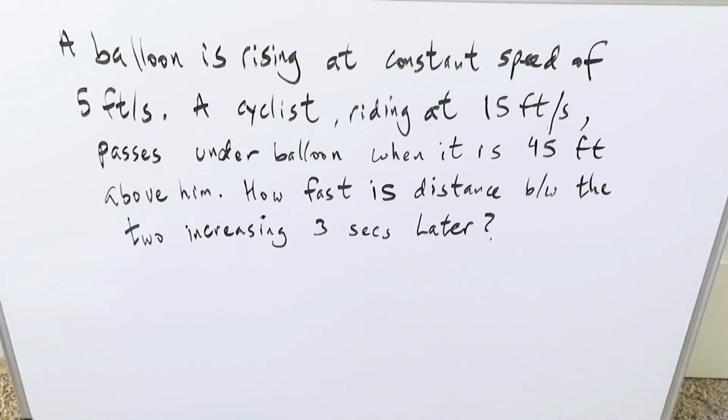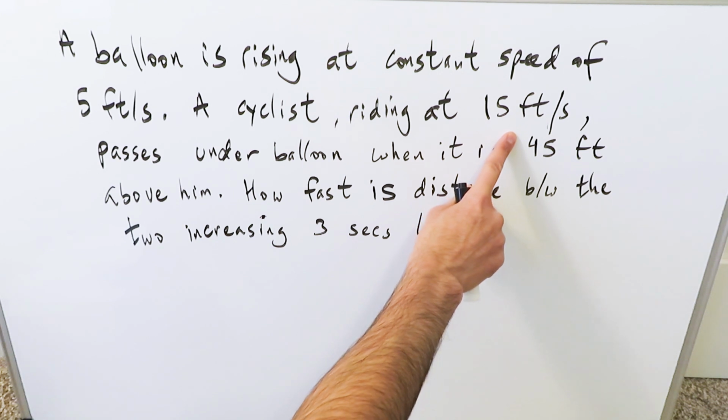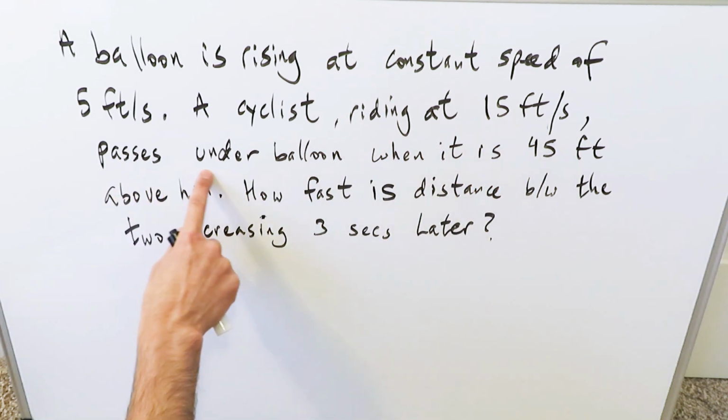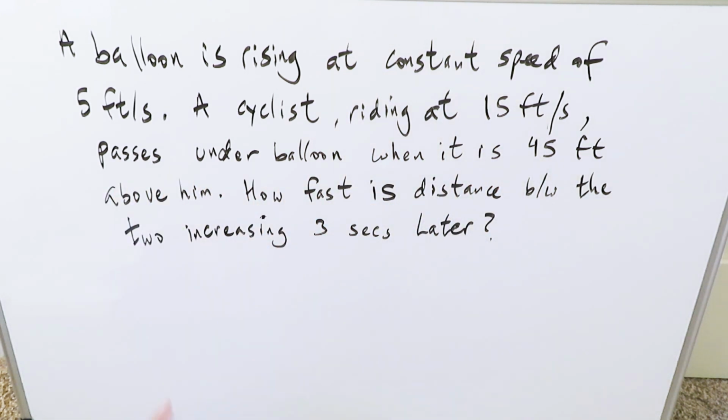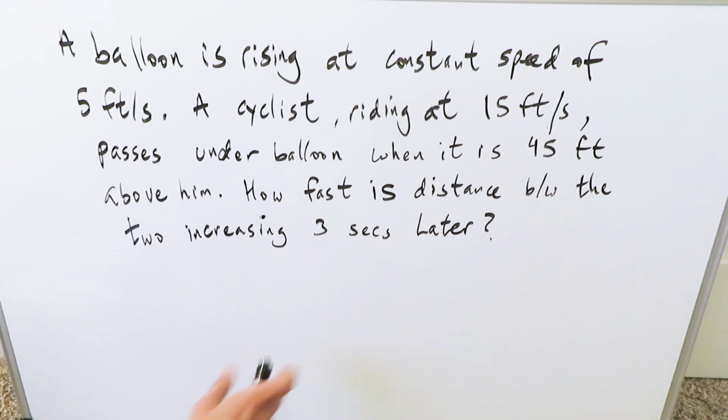I'm Mr. Ish. Thank you for joining me for this interesting derivative rate of change word problem provided to me by a particular viewer from their textbook. Let's read it. We have a balloon which is rising at a constant speed of 5 feet per second. There's a cyclist going horizontally, riding at a constant speed of 15 feet per second. That cyclist passes under the balloon when it is 40 feet above him. How fast is the distance between the cyclist and the balloon increasing 3 seconds later?